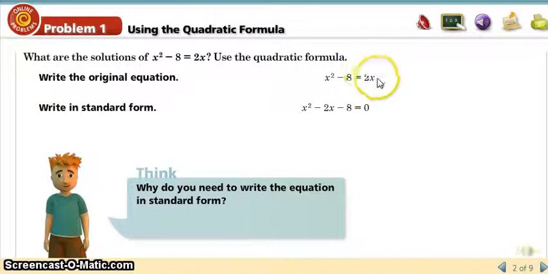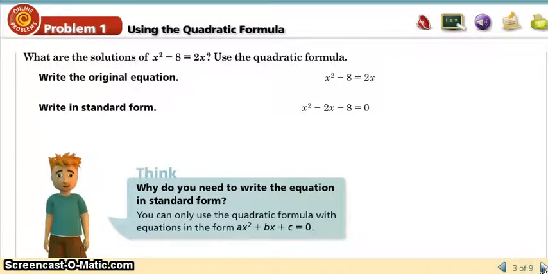So you need to move whatever term you have here over. And notice that they did the little switch here with the negative 2x and the negative 8 because they needed it in the correct standard form. You can only use the quadratic formula with equations in the form a times x squared plus b times x plus c equals 0. Now use the quadratic formula.